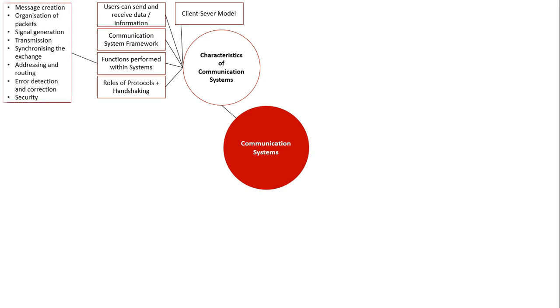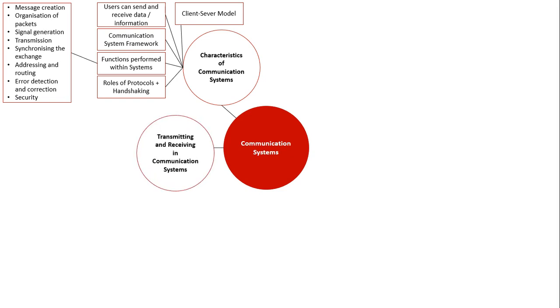We also look at functions performed within these systems, such as relating to the generation of a message, how it gets organized into packets before sending, starting the signal and then sending the signal through transmission, synchronizing the exchange between sender and receiver, how it is addressed and routed to a specific location, how errors are detected and corrected, and security methods for ensuring that the transmission cannot be intercepted by anyone else.